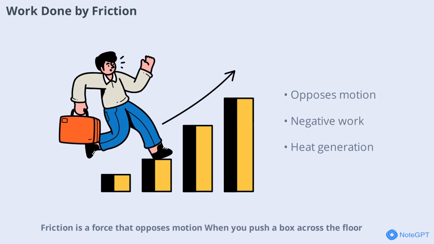Friction is a force that opposes motion. When you push a box across the floor, friction does negative work, converting some of your effort into heat. Understanding the work done by friction helps explain why machines need lubrication and why energy is lost in real-world systems.